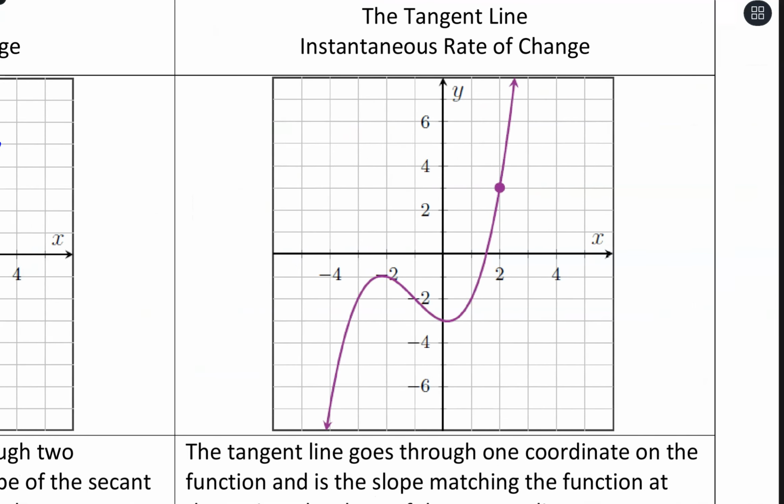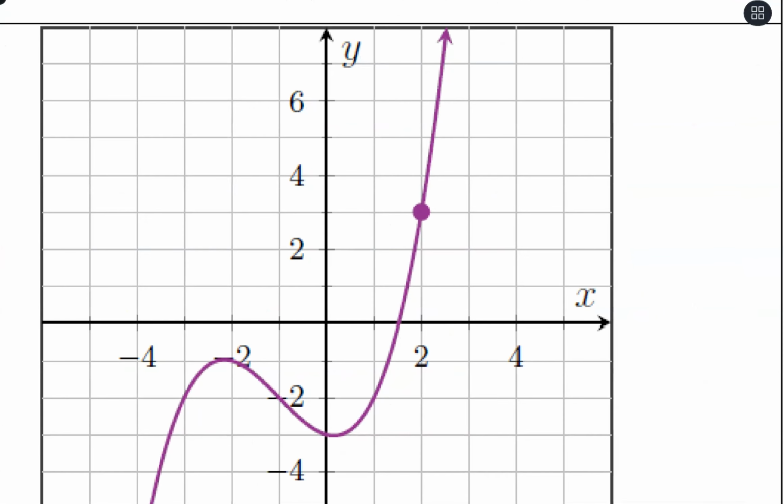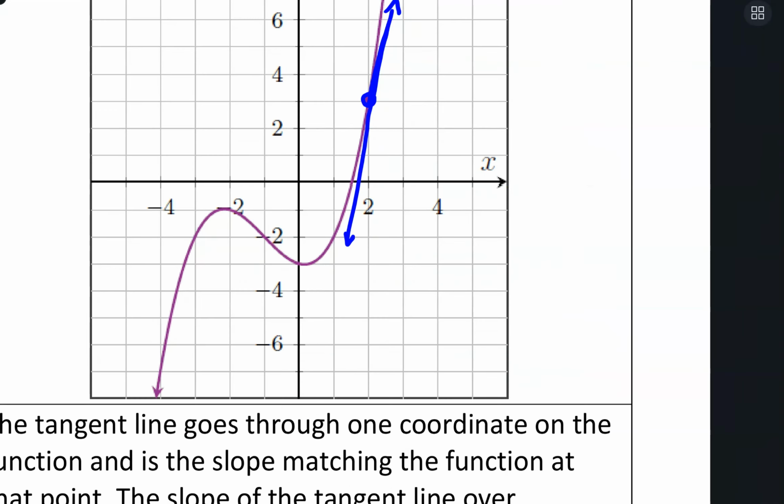Okay, so there's our average rate of change, but for instantaneous, we're looking at just a single point, and we're thinking about our tangent line through that point. So a line that matches the slope just at that coordinate as best we can. That's not a great drawing, but we intersect at that coordinate and that coordinate only, and we're trying to match the rate of change at that instant on our graph.